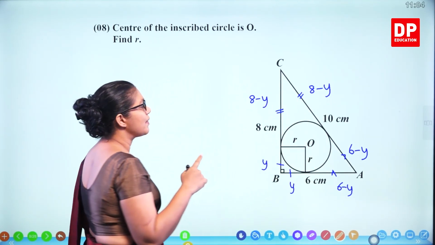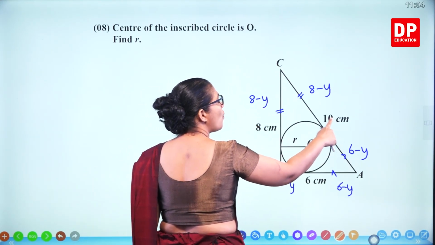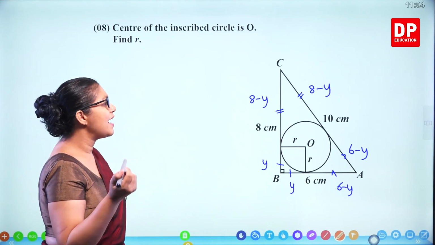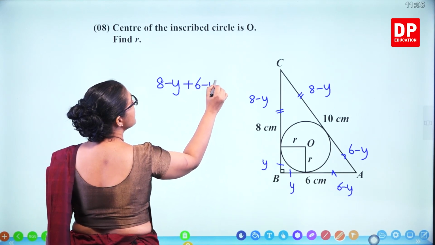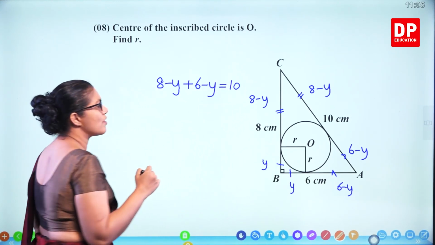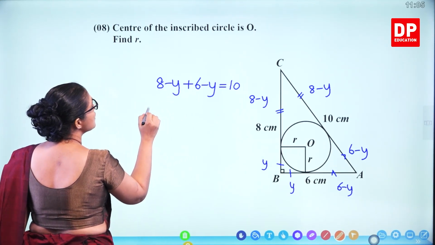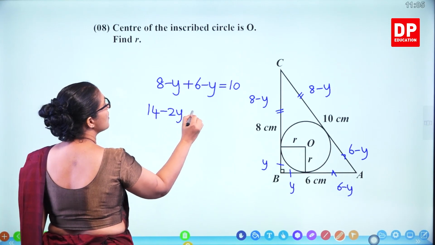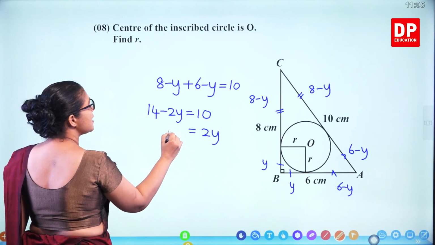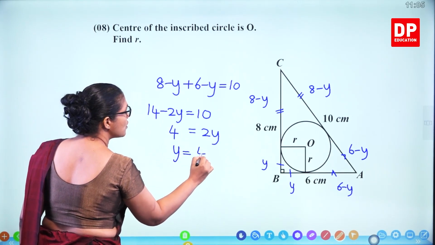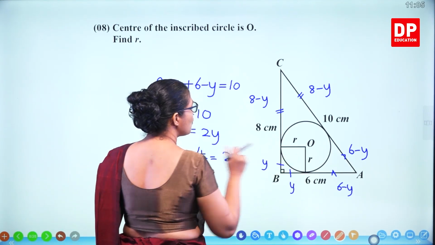These two are equal. But we know when you take this side, the total length is 10. So you can make an equation now. 8 minus y plus 6 minus y equals 10. Because the length of that side is 10. Now you get 8 plus 6, 14 minus 2y equals 10. So what is y? 2y becomes 14 minus 10, that's 4. y becomes 4 divided by 2, that's 2. So you found y length is 2.